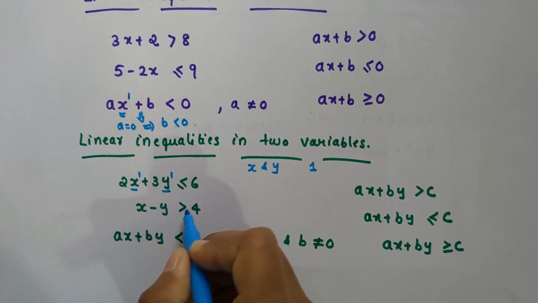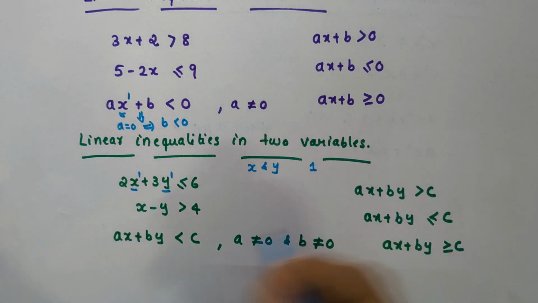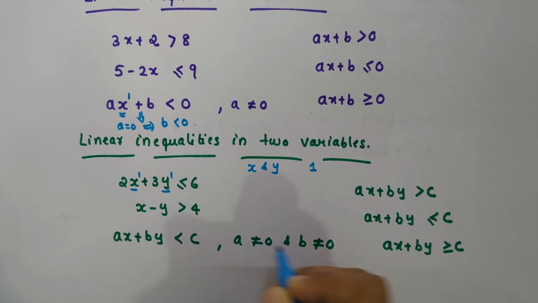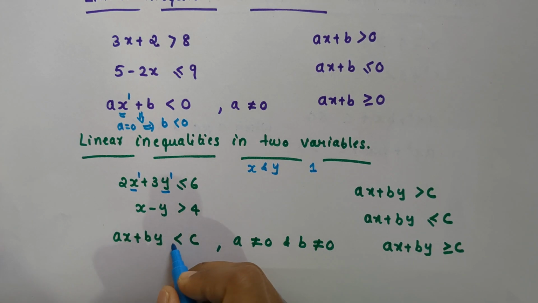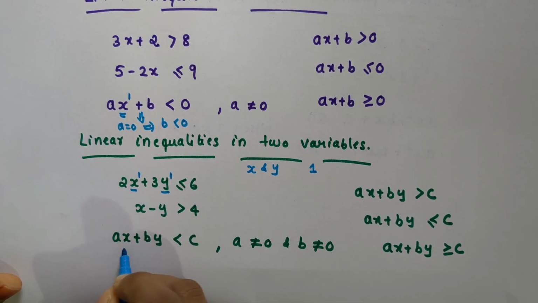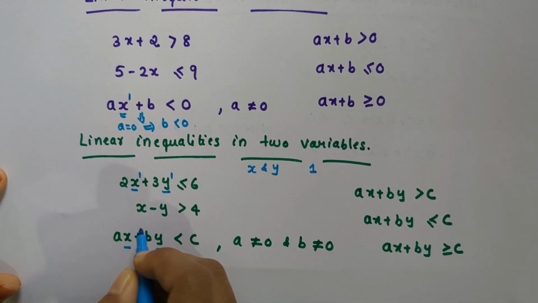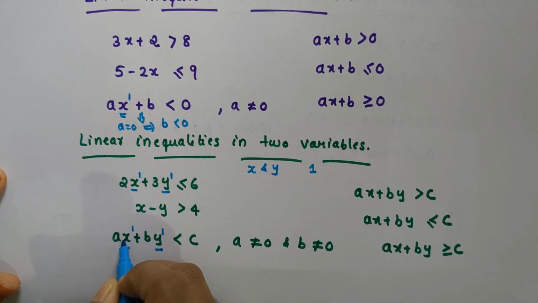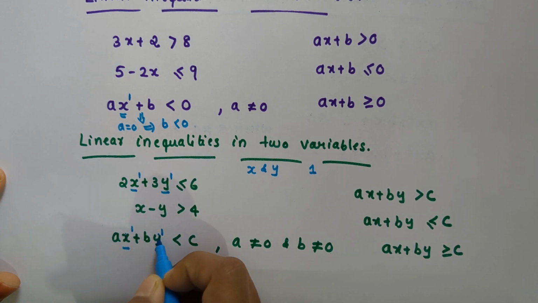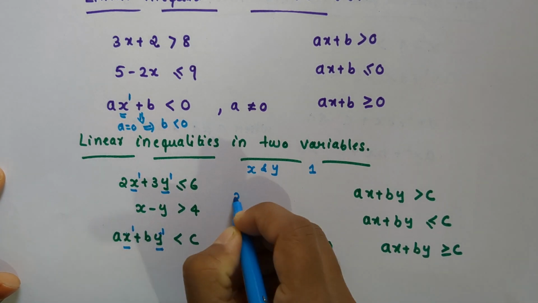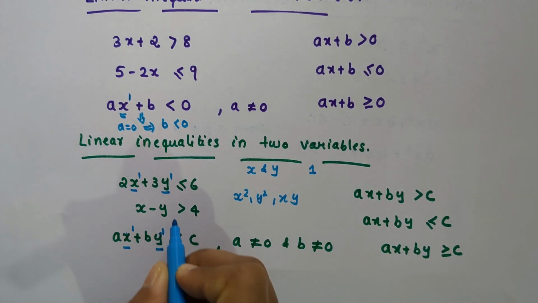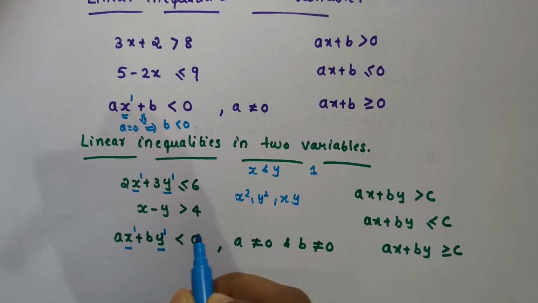Similarly, x minus y greater than 4 is also an example of this. Similarly, ax plus by less than c, provided a not equal to 0 and b not equal to 0, is also an example of a linear inequality in two variables. Because you see, it contains two variables x and y. Each variable has a degree or power 1. x means x raised to 1, y means y raised to 1. So there are no terms like x square, y square or x times y, etc. So this is an example of a linear inequality in two variables.